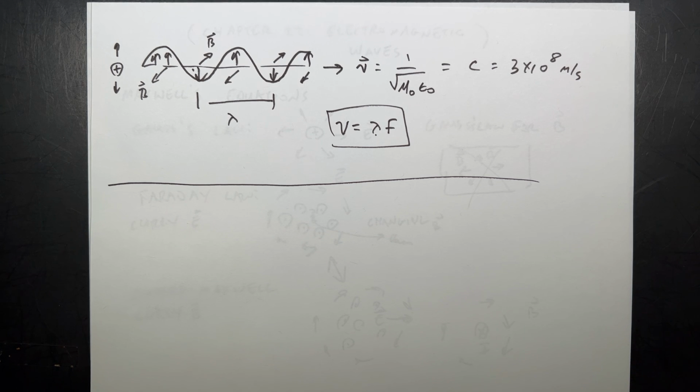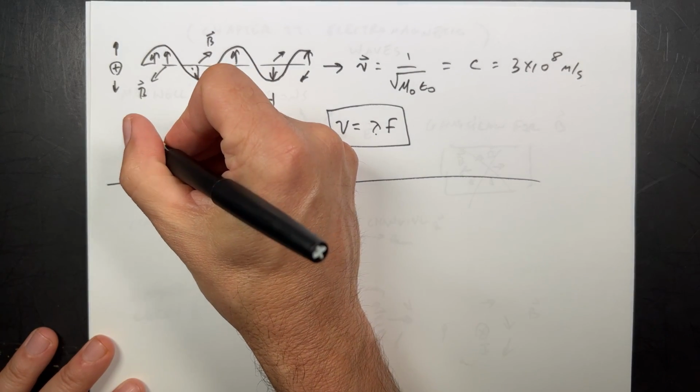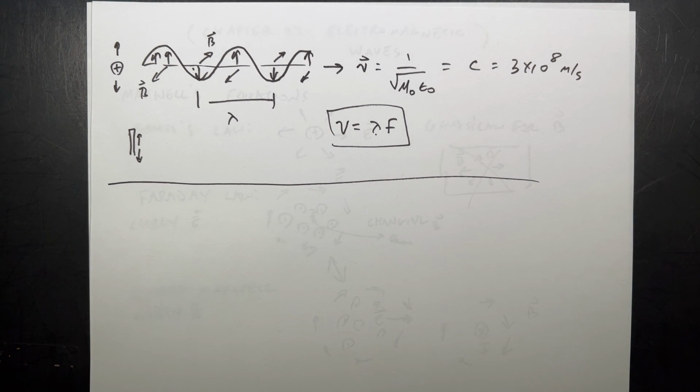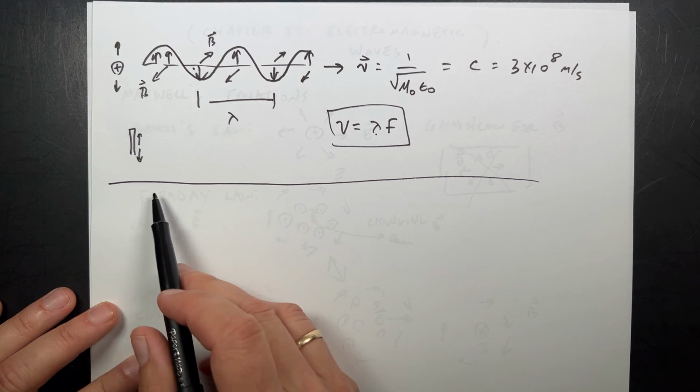If you have a radio antenna like this, you can send current up and down the antenna, and it will make an electromagnetic wave. That's a radio station, or a cell tower, or your phone, because your phone sends out radio waves.